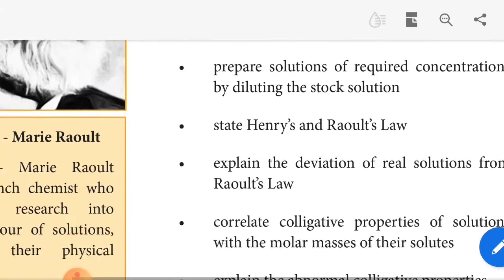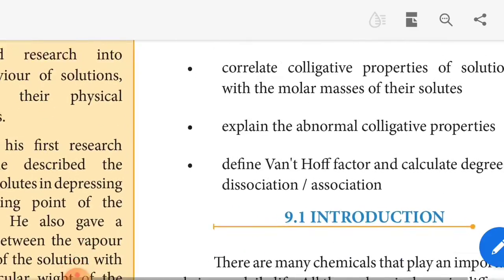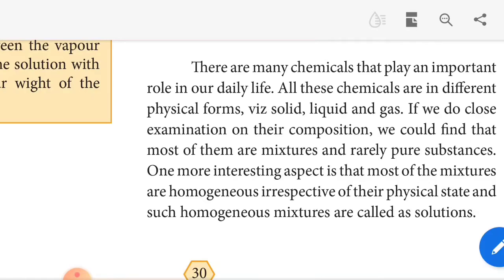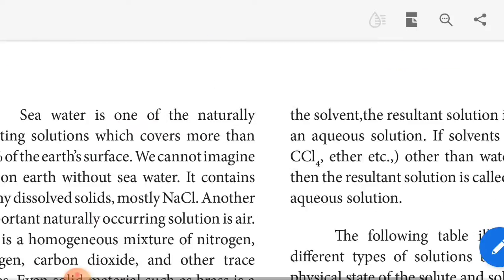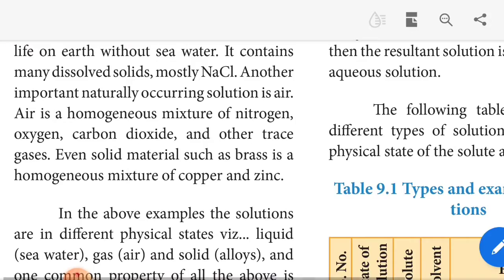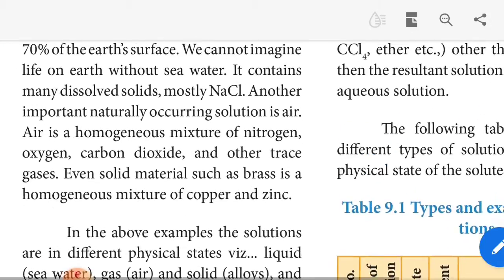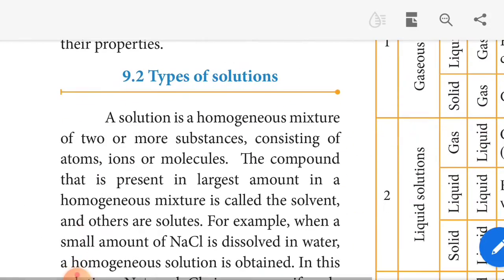First, the types of solution. You know the meaning of the solution. You already studied the solution lesson in 10th standard itself. So, first, the types of solution. We have two types of solution. The first one is homogeneous, and the second one is heterogeneous.